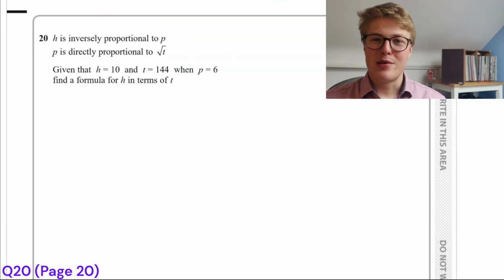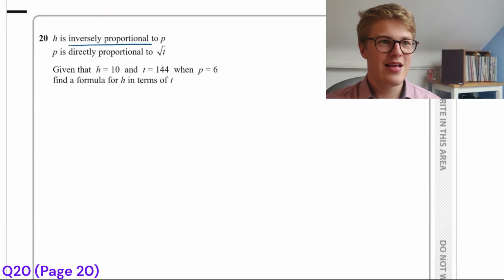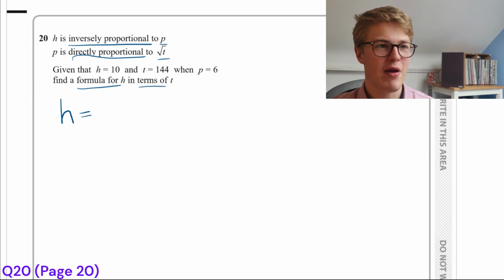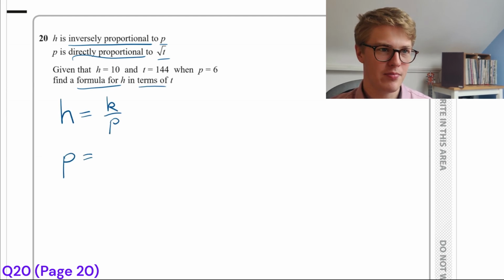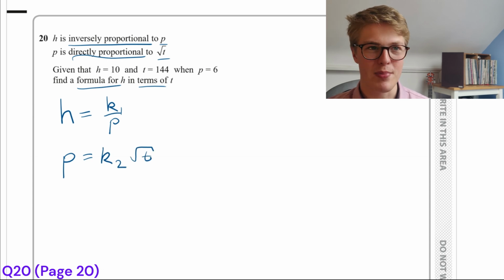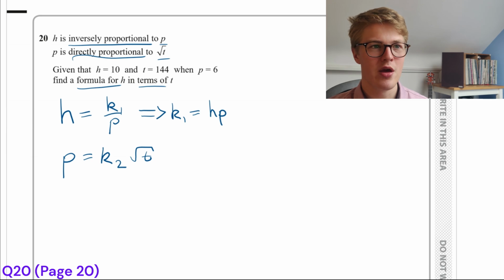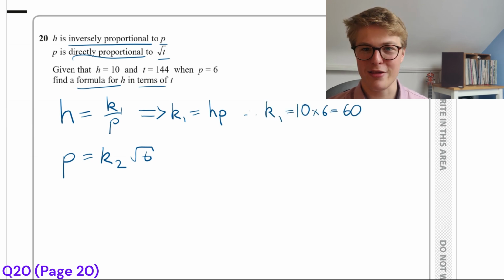H is inversely proportional to p. P is directly proportional to root t. Given that h is 10 and t is 144 when p is 6, find a formula for h in terms of t. So h is equal to k1 over p. This implies that k1 equals hp. Therefore k1 is equal to 10 times 6, which is 60, because h is 10 when p is 6.